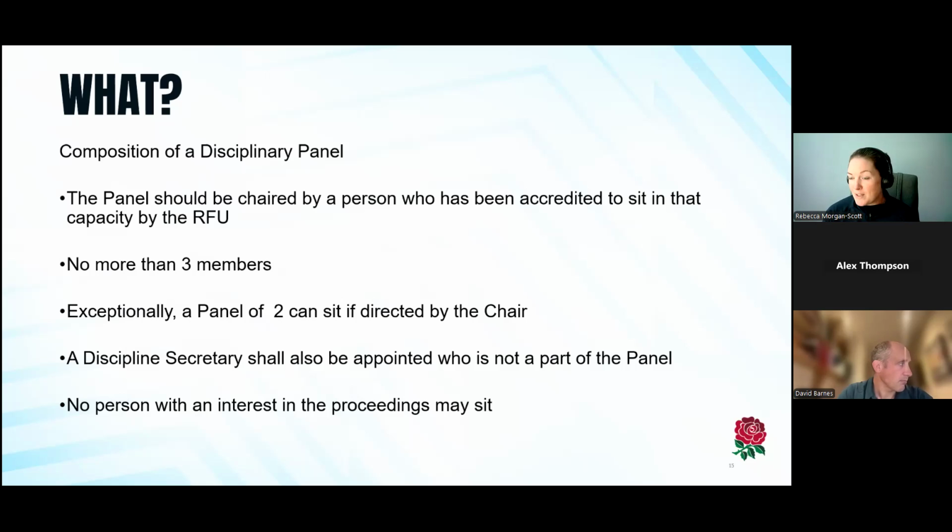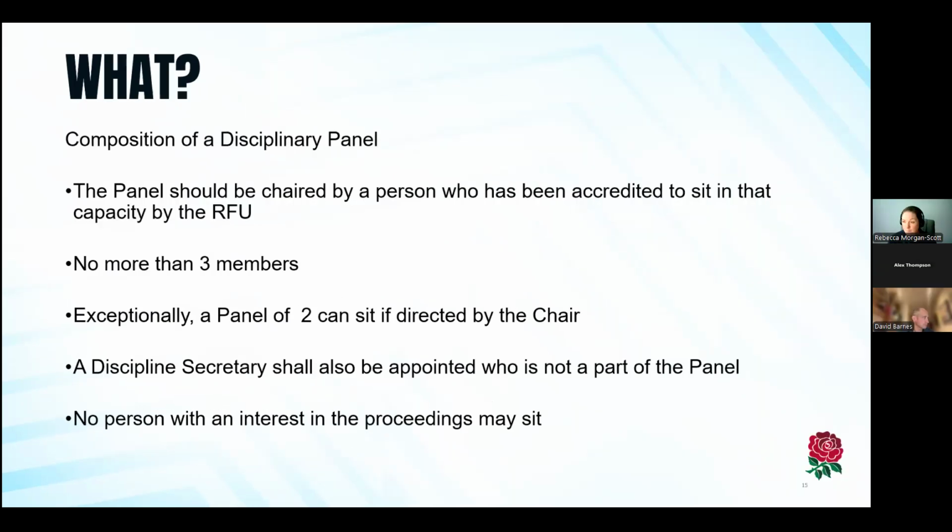So we've had stories from years ago now of people doing it by committee, where there'd be a sort of round table of 10 people sitting around having a conversation about what the sanction should be. That's no longer possible. It is a maximum of 3 people. Exceptionally, it could be a panel of 2 if directed by the chair.